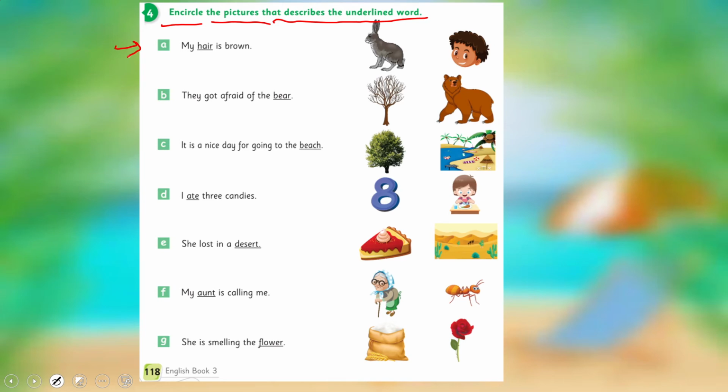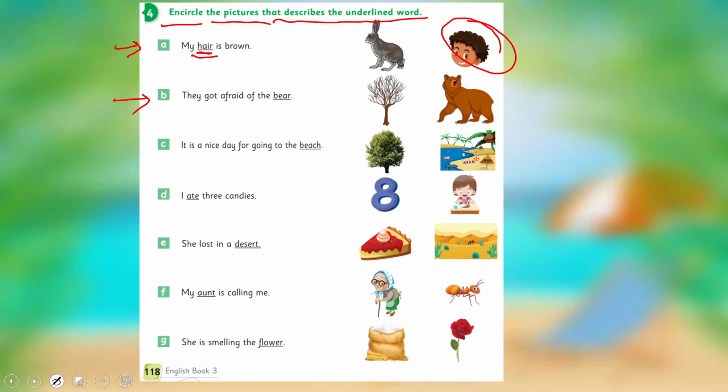So this spelling for hair is the hair which is on your head. And this is also here, but its spelling is different. So which picture will you encircle? For this one, here, my hair. All right, likewise you will keep reading the sentence and keep encircling the picture which goes with the sentence.